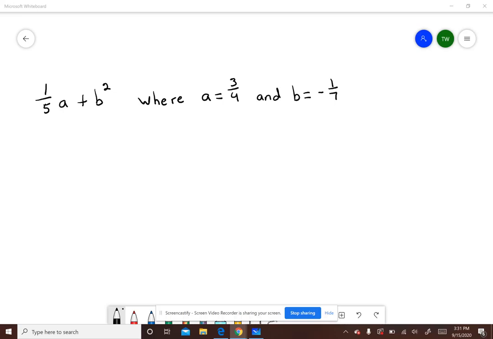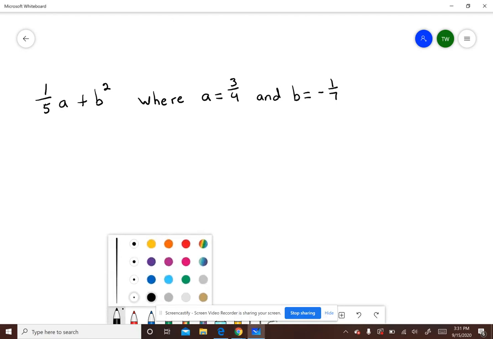If you're having problems on numbers 5 and 6 in your practice problems, then this video will go over an example that should help you with that. So if we look, our expression is 1/5 a plus b squared, where a equals 3/4 and b equals -1/7. So with the information that we're given about a and b, we need to substitute those values into the variables.